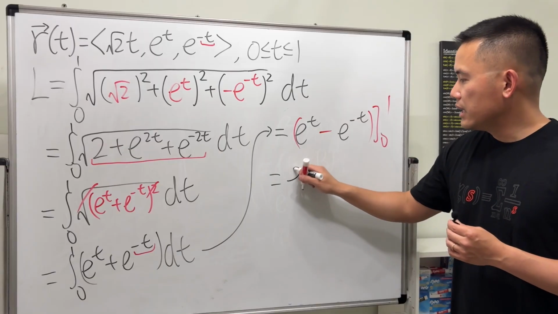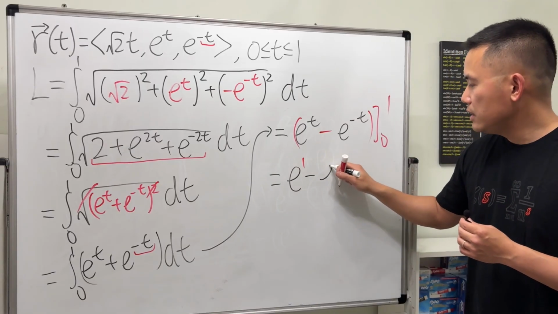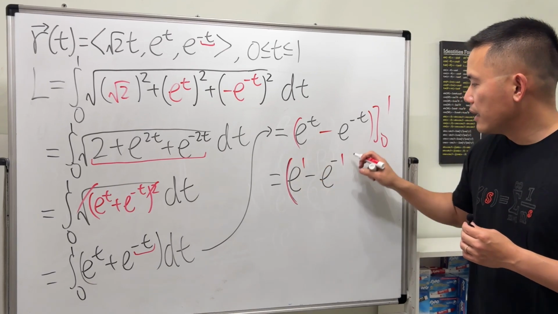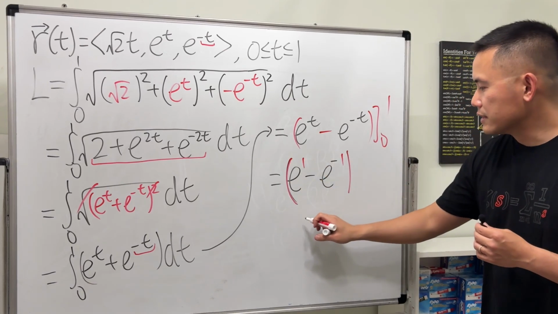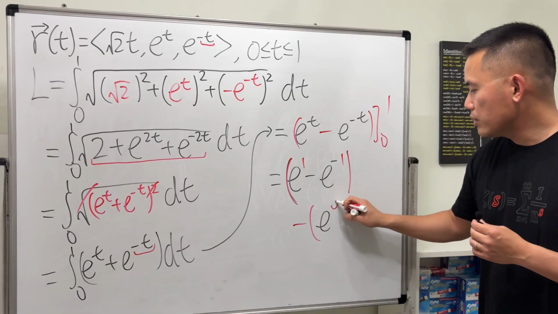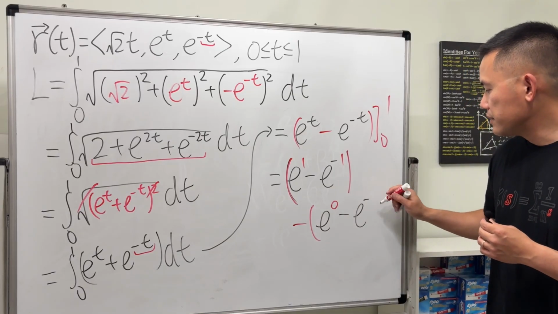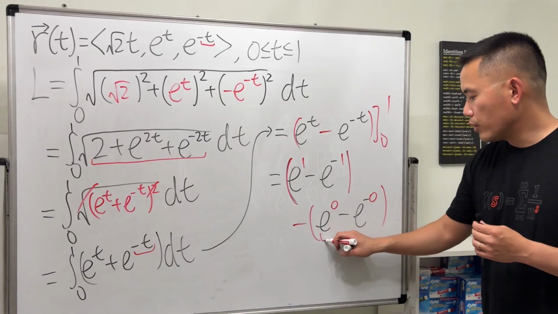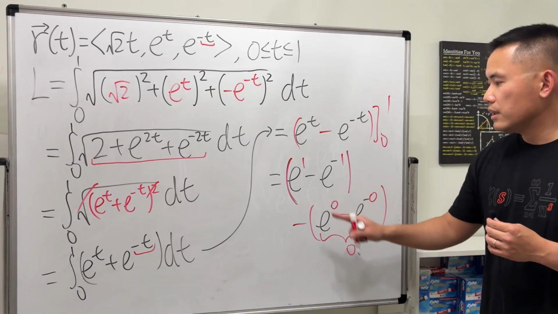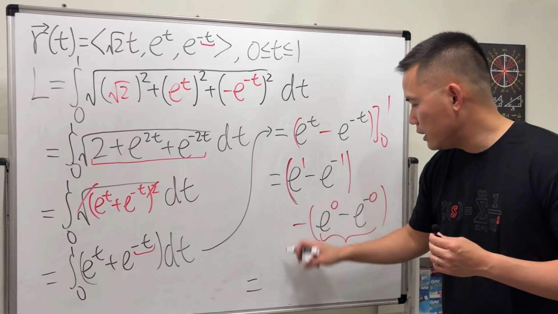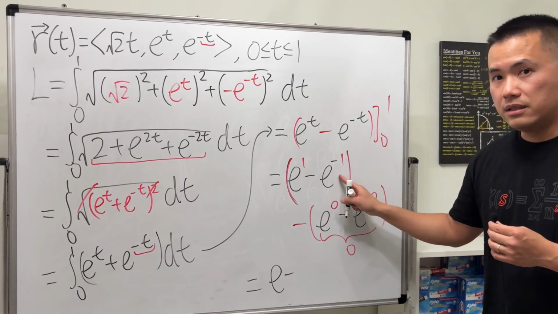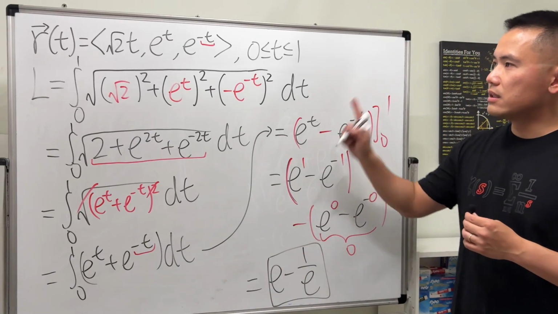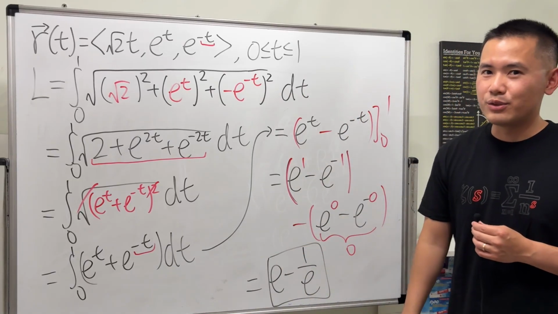Plugging in 1 first, we get e to the first minus e to the negative first. And then plugging in 0, we have to subtract. That's e to the 0 minus e to the negative 0, that's 1 minus another 1. So altogether that is just equal to 0. So the final answer is e minus, this is the same as 1 over e. So that's the answer for that. Hopefully this really helps. That's it.